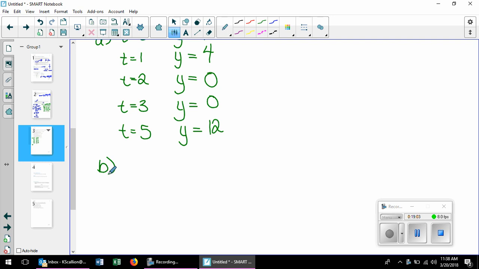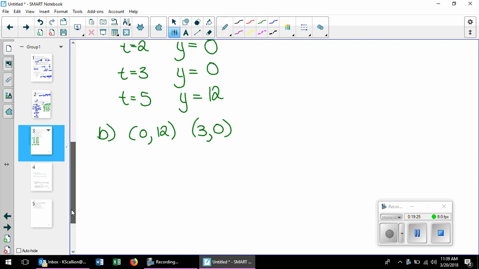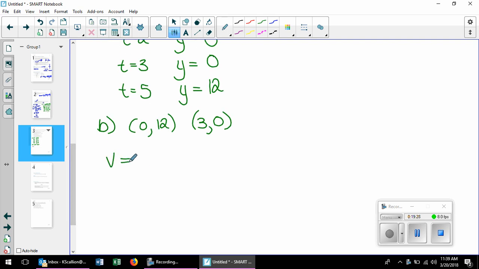So the coordinate pairs you're going to use are 0 and 12. And what's my other one? After 3 seconds. So you're going to find the average velocity after 3 seconds. You need that average velocity for the first 3. So the next one I'm going to choose, my next point is that. Can you find average velocity? I have faith in you. So velocity is -4 meters per second.